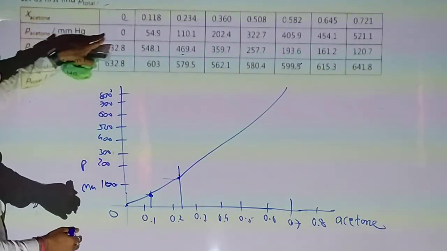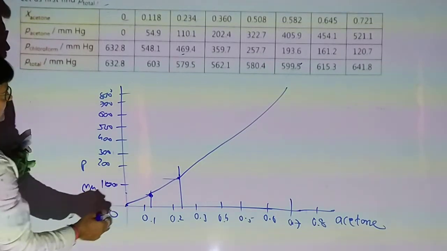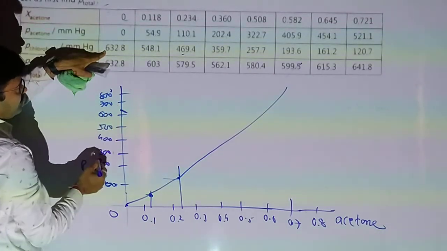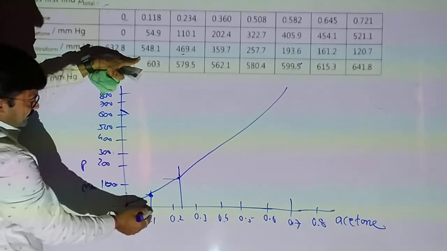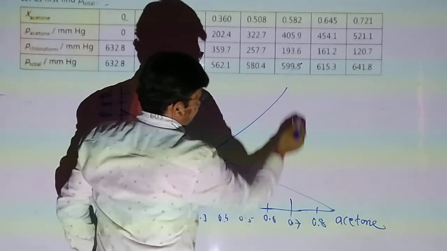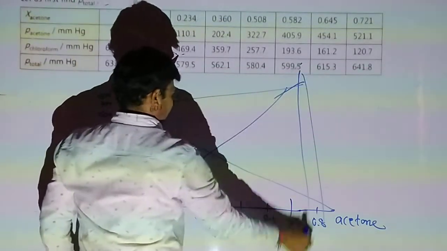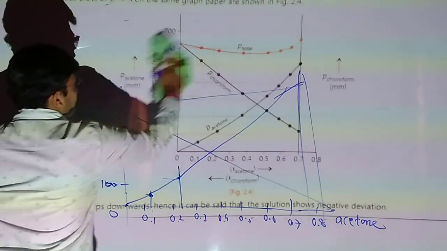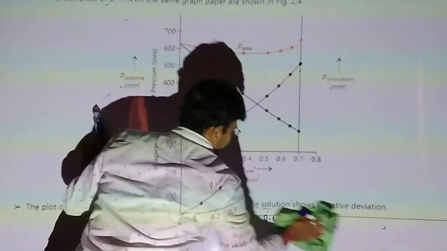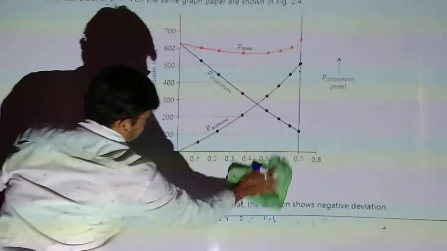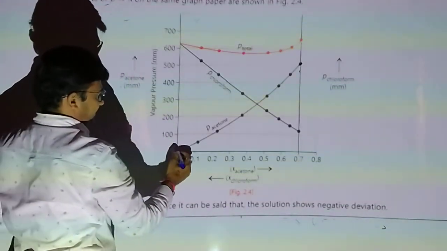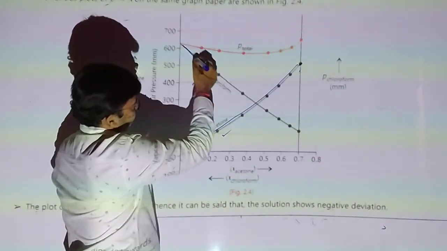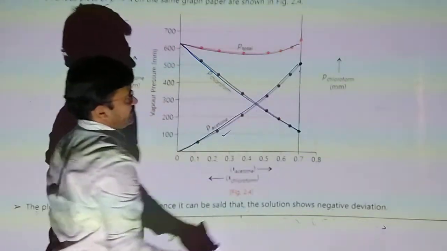Now chloroform. Its partial pressure is 632.8 here, then 548 as the mole fraction increases. And the total pressure is given here. With the increase in mole fraction of acetone, from the given data, the partial pressure of acetone increases and that of chloroform decreases. And the addition of both is the total pressure.